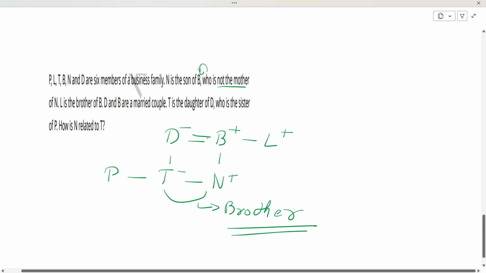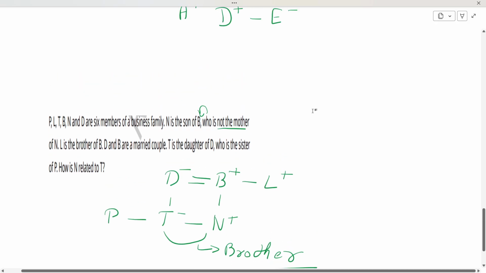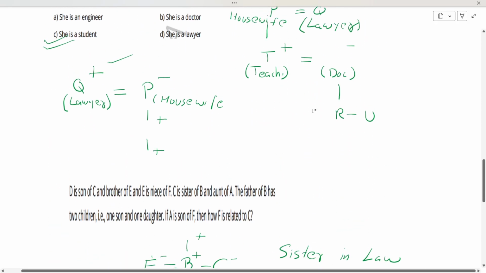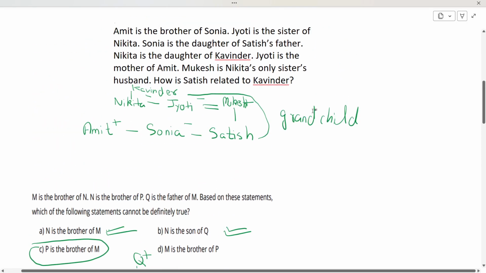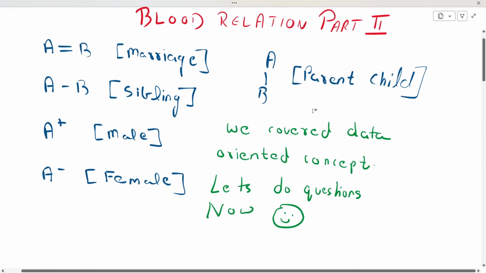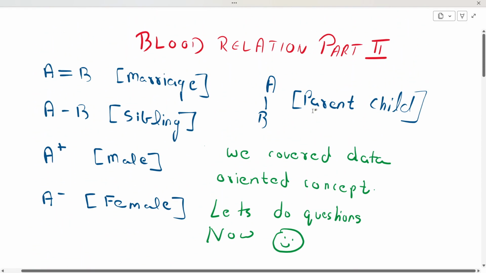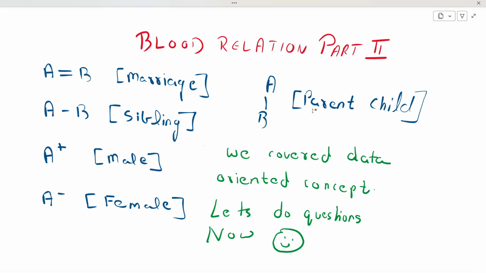So with this, we have concluded the second part of our blood relation, in which we have discussed the data oriented questions. In the next video, we will be doing one liners, in which the question starts like pointing to a man, pointing to a guy, pointing to a kid playing in a park. R said that kid is the daughter of my uncle's brother, or something like that. These are the one liners basically. So we'll be doing those kinds of questions in the next video.